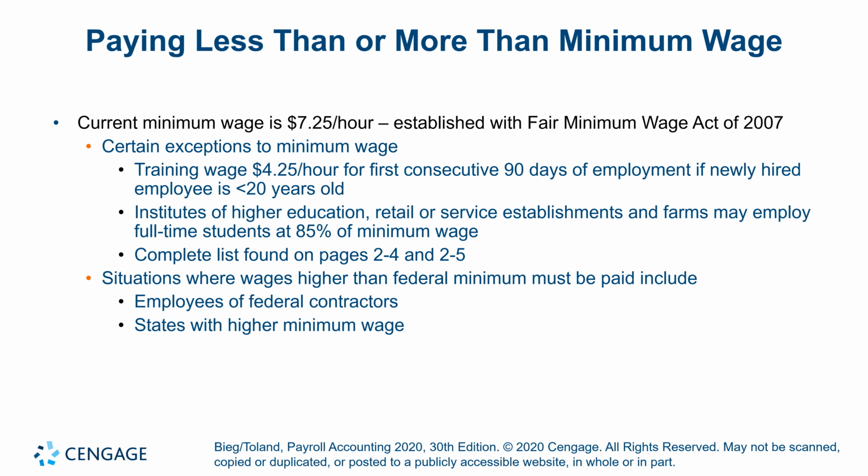So employees of federal contractors, and if I'm remembering correctly, your book says any federal contractor that is doing business with the government on an annual basis of $100,000 or more in contracts has to pay a higher than federal minimum wage. And then also, again, if there are states with a higher minimum wage, then the employers have to go by that state minimum wage. So, all right.